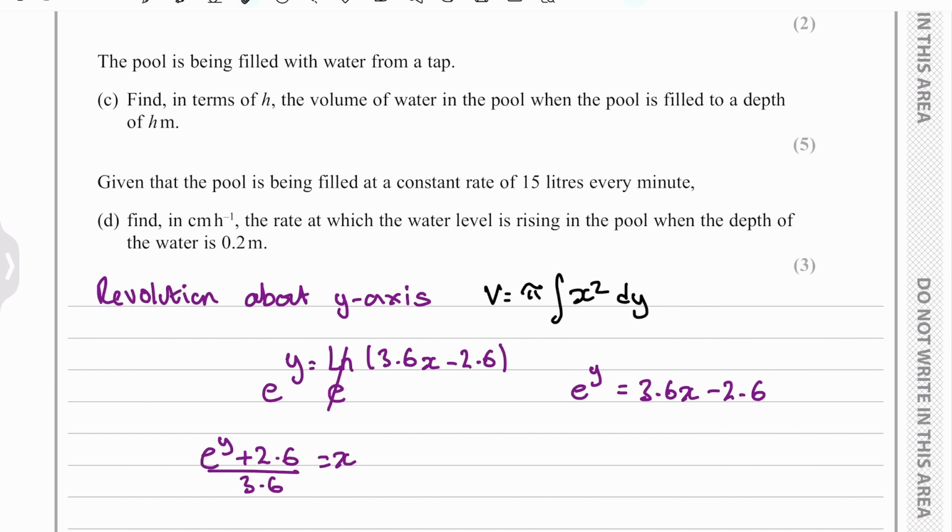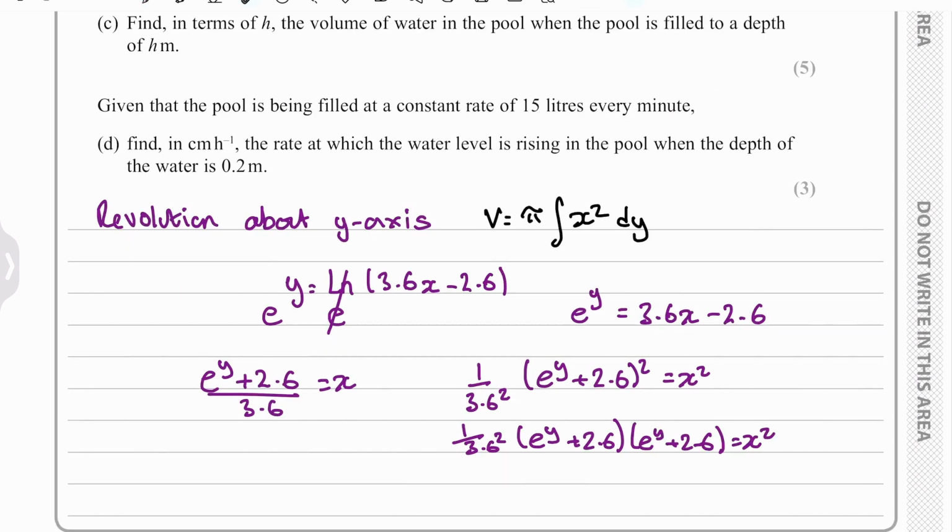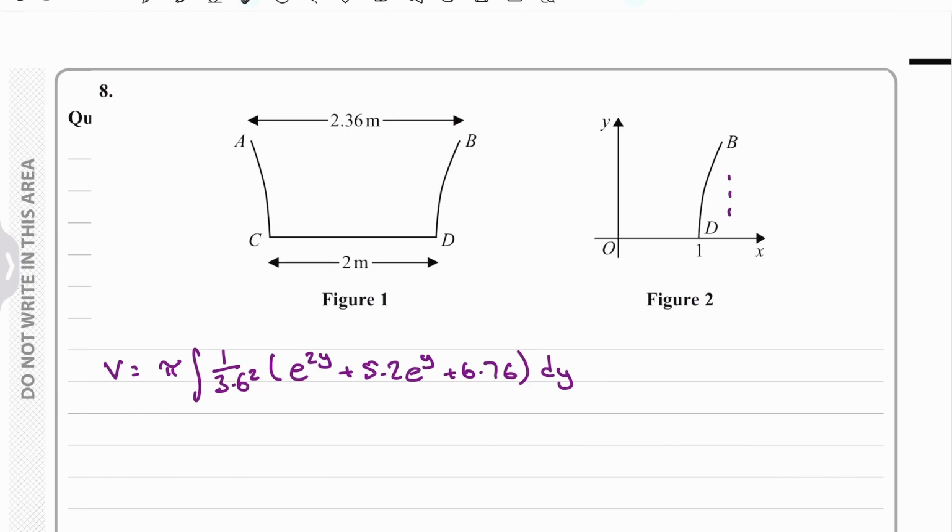We need to square this to get x squared. So the easiest way to do this is to pull out the 3.6 squared and then have e to the y plus 2.6 all squared. So then we need to expand out this bracket and we get all of this. And then we'll substitute this into the volume of revolution. So we've been asked to work out the volume in terms of h. So our limits will be from 0 to h.